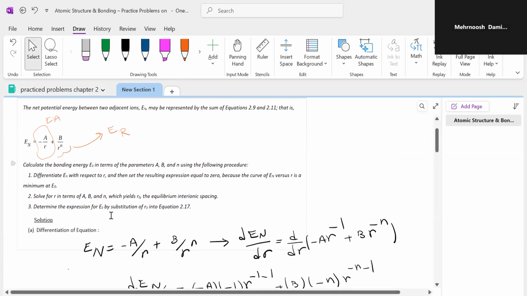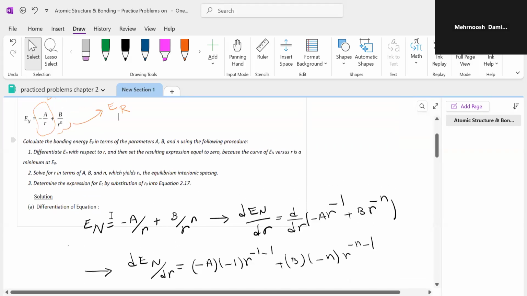The problem asks us to calculate the bonding energy E naught in terms of the parameters A, B, and N in this formula using the following procedures. What's the meaning of that? As you have seen, when energy reaches its minimum, we say that energy is E naught, or bonding energy, and the distance at which the curve reaches E minimum is R naught. That is the stable distance between the two atoms that create the bond.